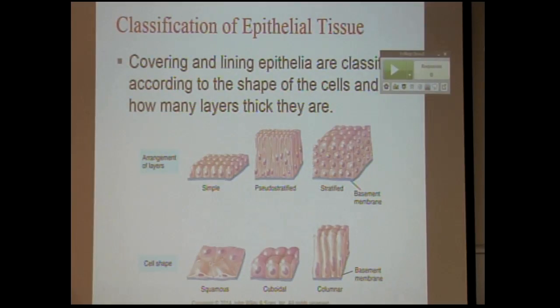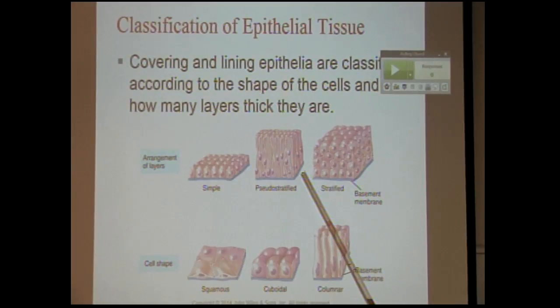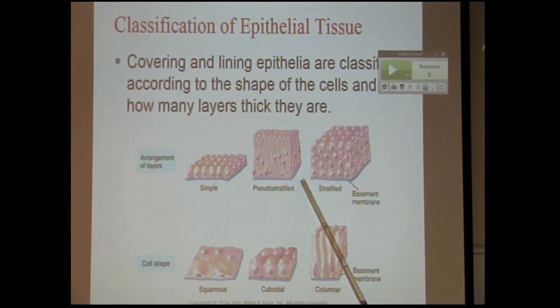What is the 3D rectangle called? Somebody know? I can't remember. That's like 4th grade, but I can't remember. I think it might be called a rectangular prism, actually. But anyways, 3D rectangle. And then simple is one layer, stratified, a whole bunch of layers, pseudostratified, just like it sounds, sort of in between. So it's not simple, it's not really stratified, it's sort of stratified.